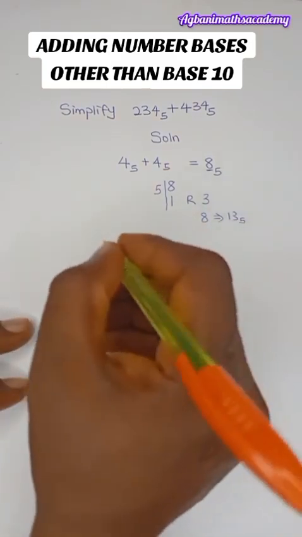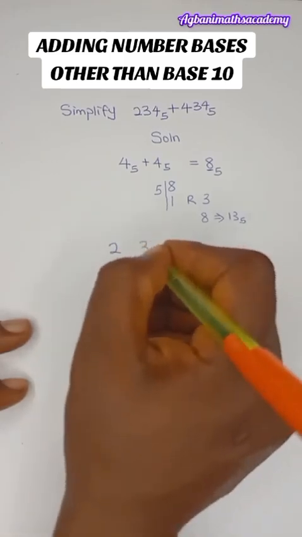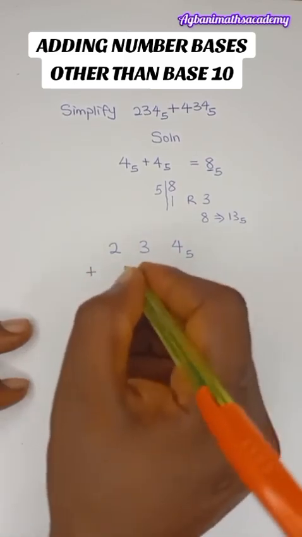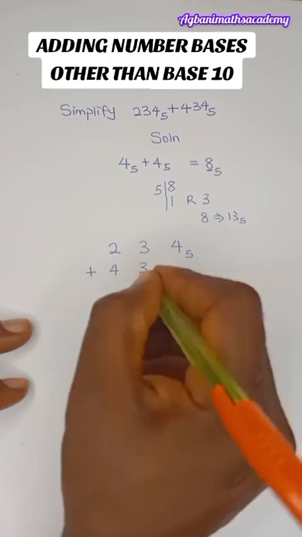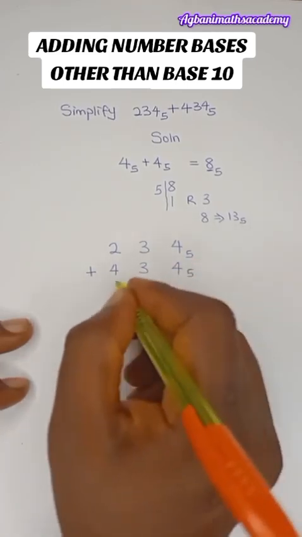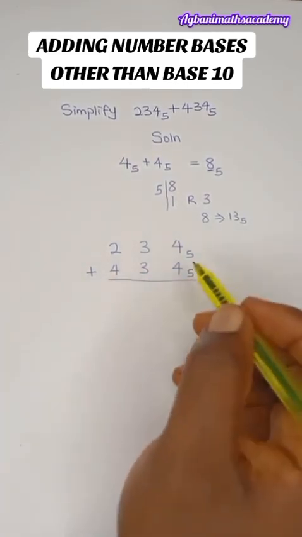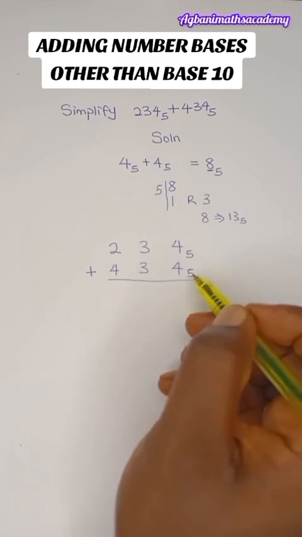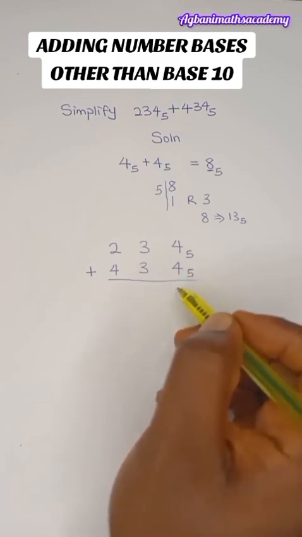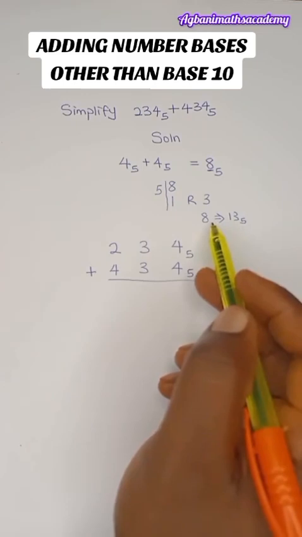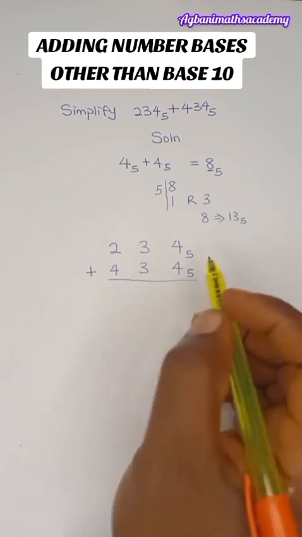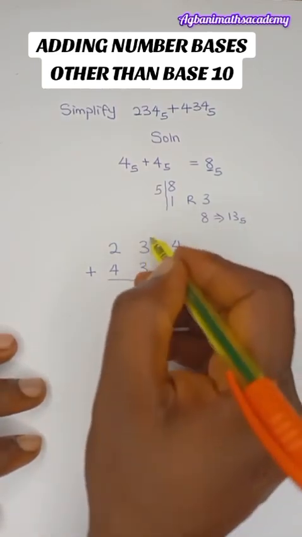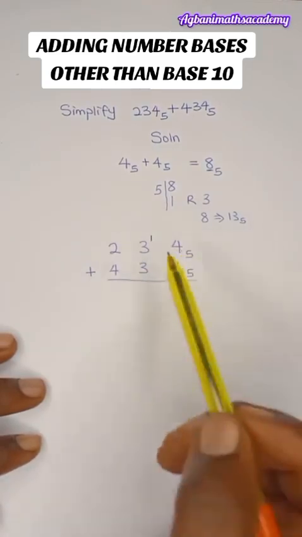So let's go ahead. So we have 2, 3, 4 base 5 plus 4, 3, 4 base 5. Just as we did here, 4 plus 4 gives us 8. And 8 is more than 5, so we cannot write 8 as our answer here. So in this particular situation, we've converted it to 13. So what we are going to do, we are going to write down the 3 and bring 1 over here.